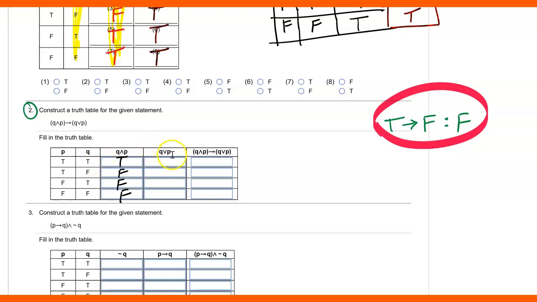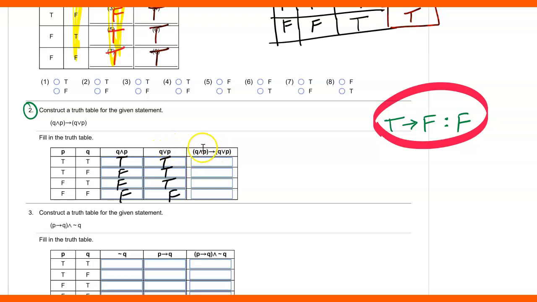For OR, it is every time true, only false if both are false. Therefore, what happens in OR, Q or P, is true or true is true, true or false is true, false or true is true, false or false is false. Okay, now that's the truth value for Q or P.